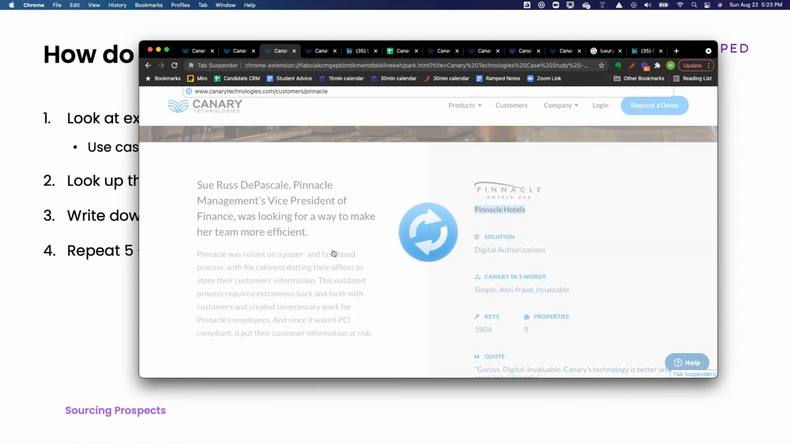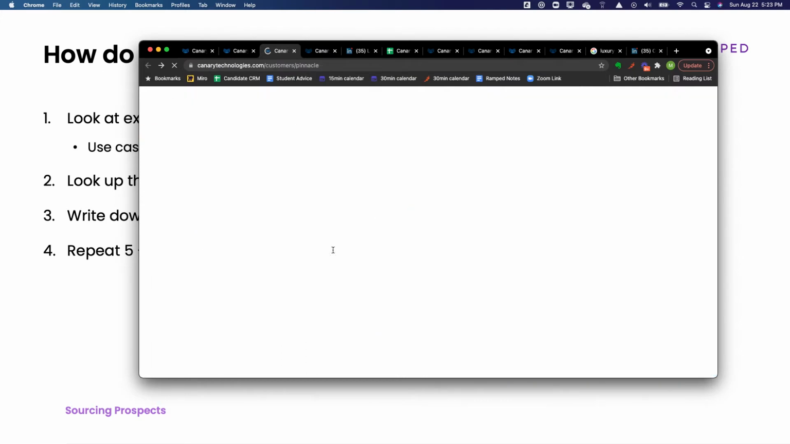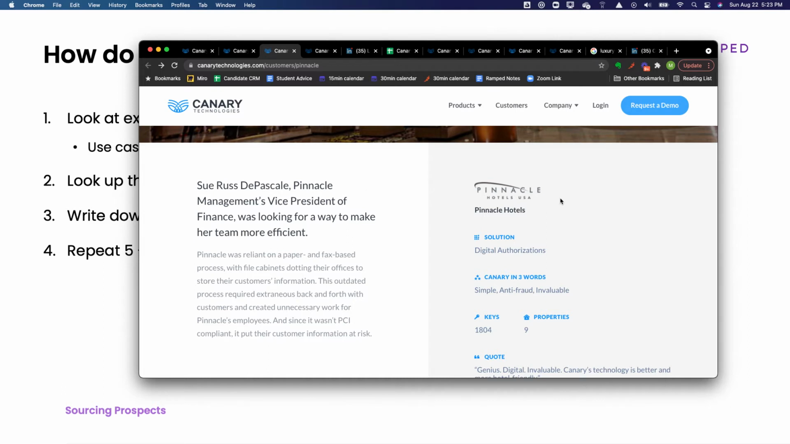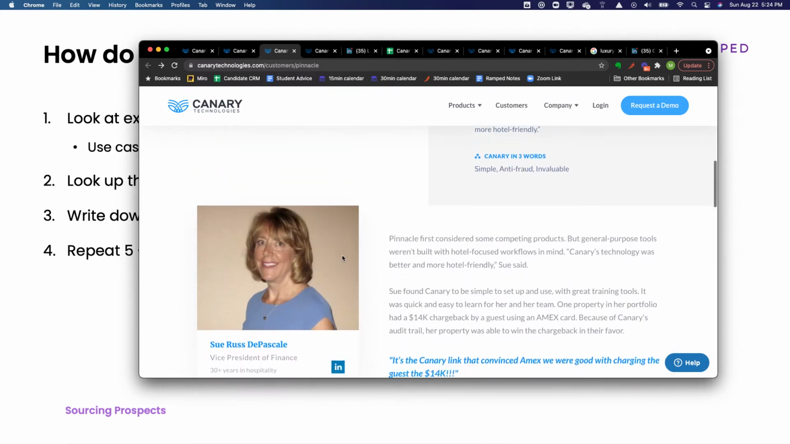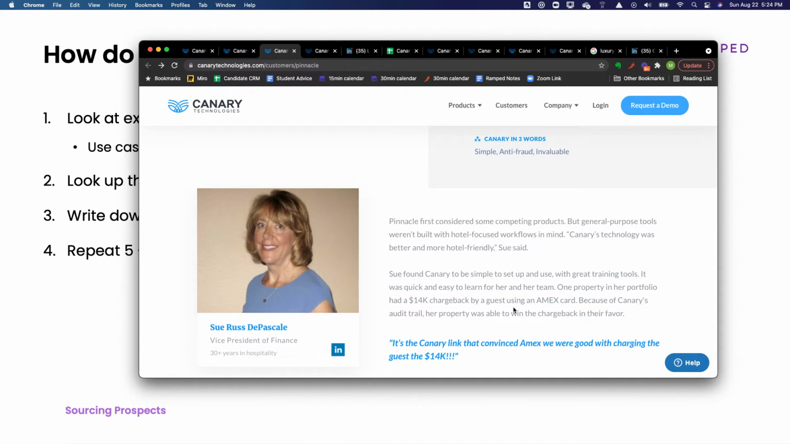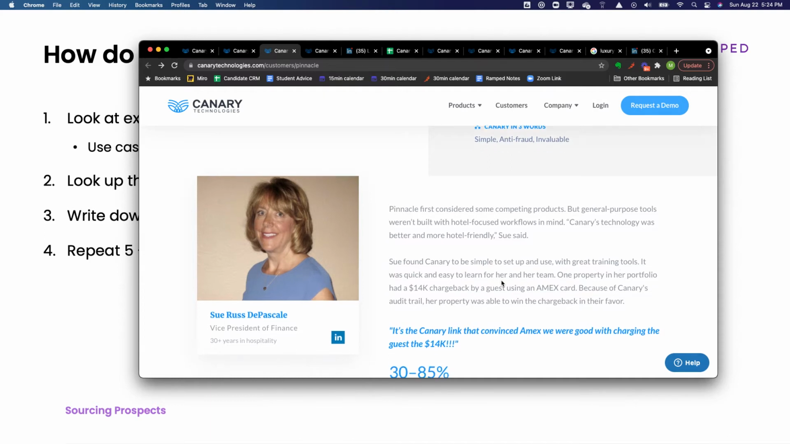Let's take a look at another case study here. If you look at the Pinnacles case study, we've got Sue. Sue's the vice president of finance. She was looking for a way to make her team more efficient. Okay, what does that mean? So it looks like they relied on paper and fax-based processes, and what they were trying to do is move towards more of a digital experience. So that makes sense, right? Let's store this information digitally instead of on paper and in filing cabinets. Awesome. Now, Canary was probably able to help with that, which is great. And we can see that it was easy to set up, and it looks like they reduced overall chargebacks across the hotel, which is always super important.